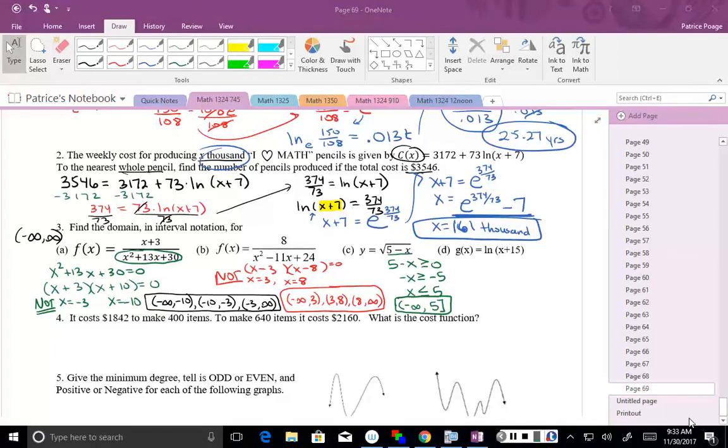All right, and then part D. We have the natural log of stuff. So x plus 15 has to be greater than 0. Subtracting 15, x has to be greater than negative 15. So it starts at negative 15 but does not equal it and goes all the way to infinity.